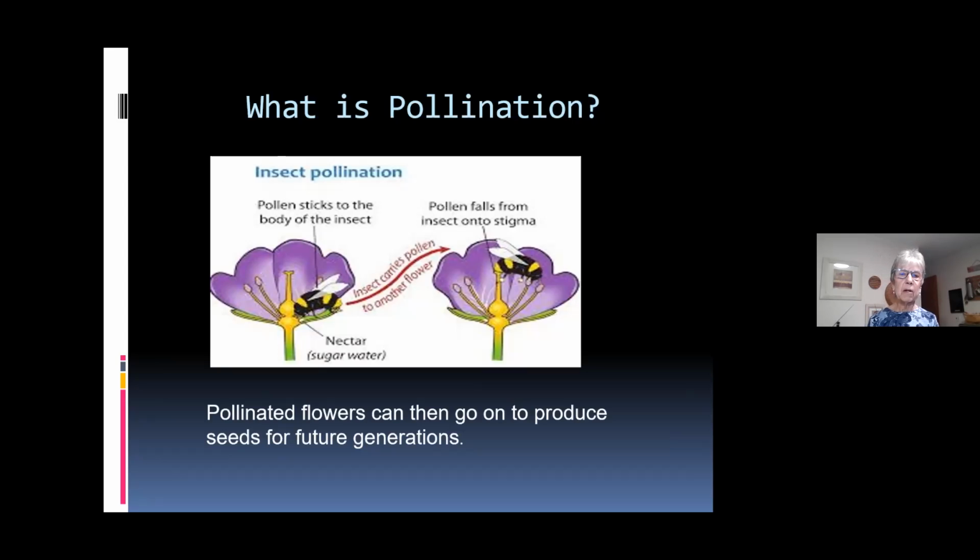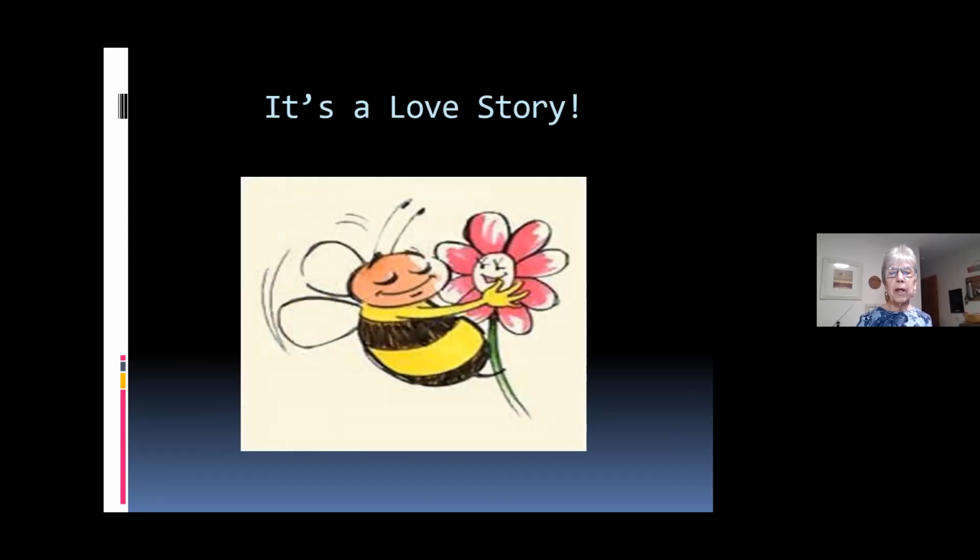They come to the flower to drink the nectar, and in the process, their hairy little bodies pick up pollen, and then they go to the next flower, and that pollen gets distributed onto the stigma where now the plant is happy. And it's a love story. And it's spring after all. You know, the flowers need the bees, and the bees are happy to do their thing, and it's lovely.